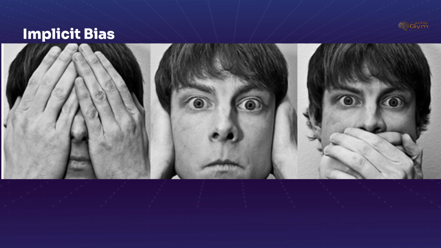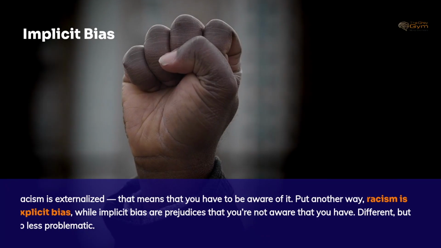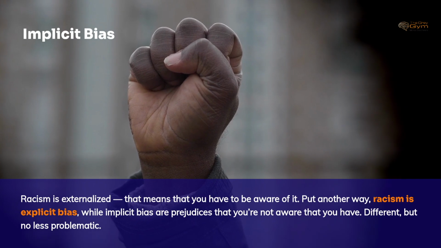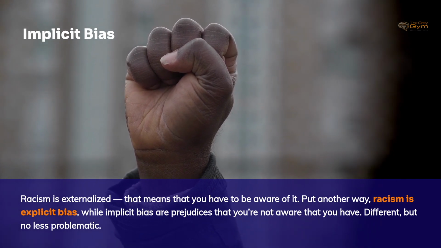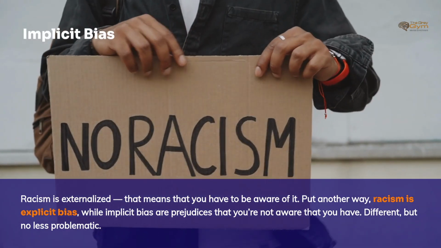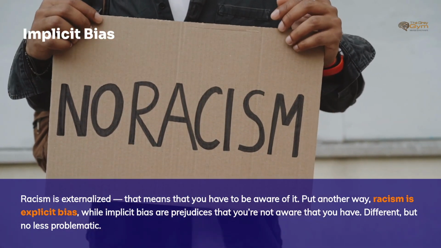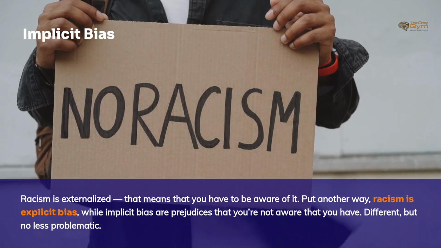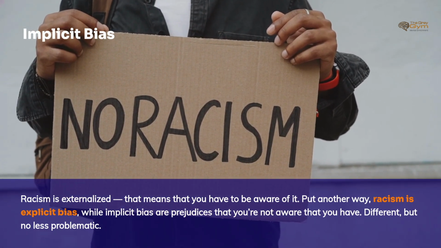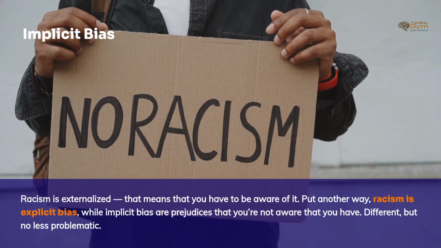Implicit bias isn't quite the same as being racist. By definition, racism is externalized. That means that you have to be aware of it. Put another way, racism is explicit bias, while implicit bias is prejudices that you're not aware that you have. Different, but no less problematic.